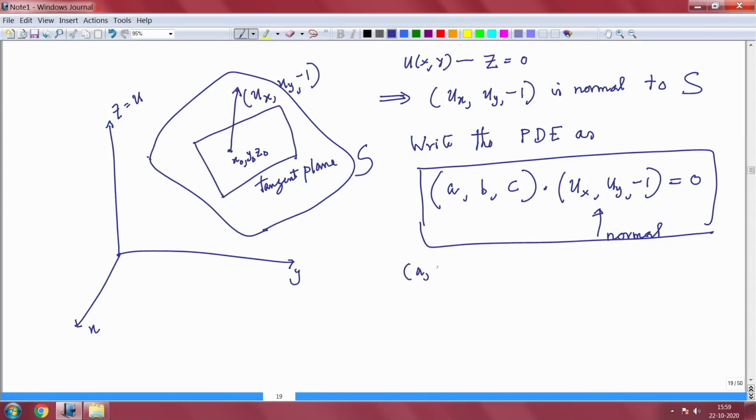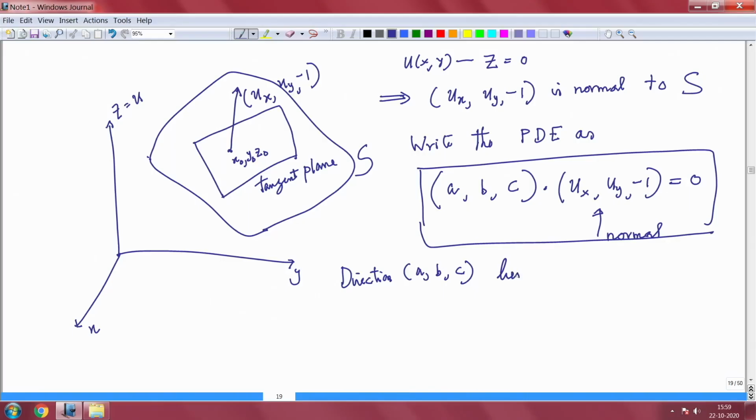ABC, the direction ABC, which we call the characteristic direction eventually, whenever you fix a point x, y and z, A(x,y,z), B(x,y,z) and C(x,y,z) at this point, or x naught, y naught, z naught, provides a direction, and the PDE tells you that ABC lies on the tangent plane.